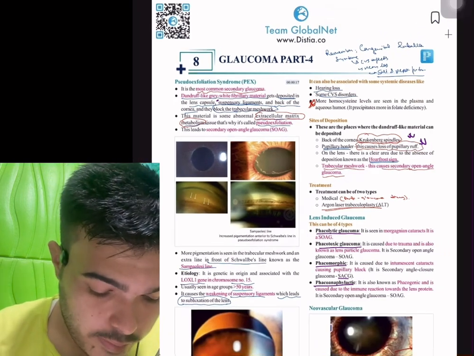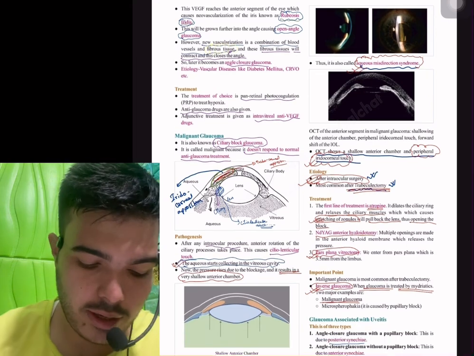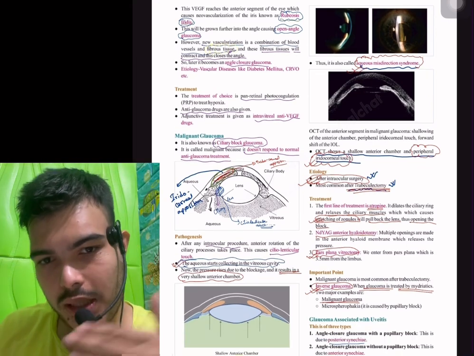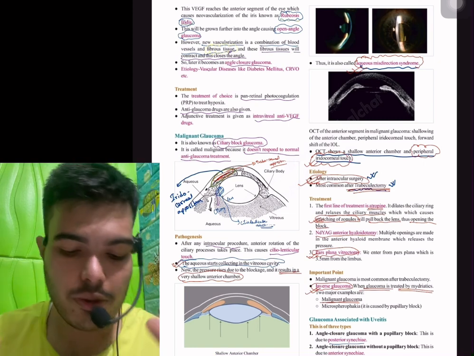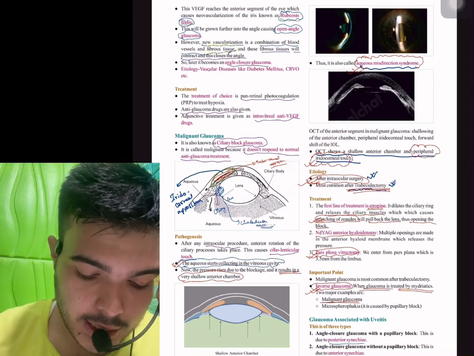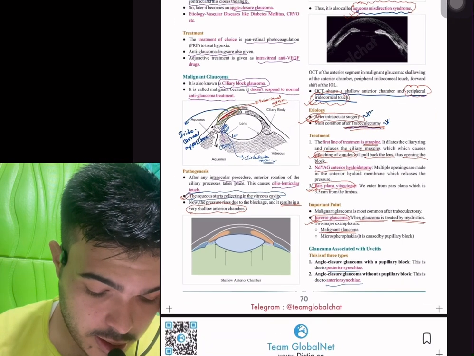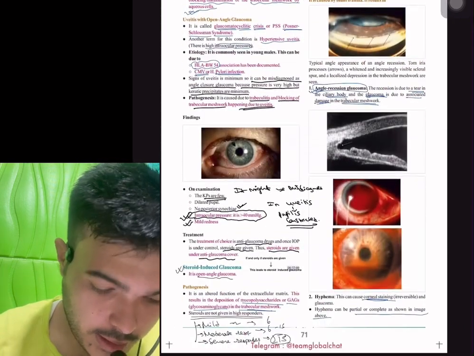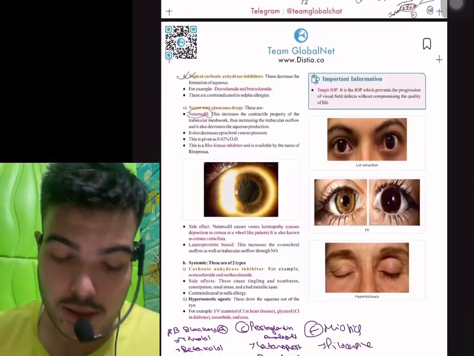And malignant glaucoma means, whenever after certain eye procedures the ciliary process goes towards the vitreous, aqueous will flow towards the vitreous and push the lens forward. That will lead to malignant glaucoma. That's it for glaucoma. That was more important to understand.